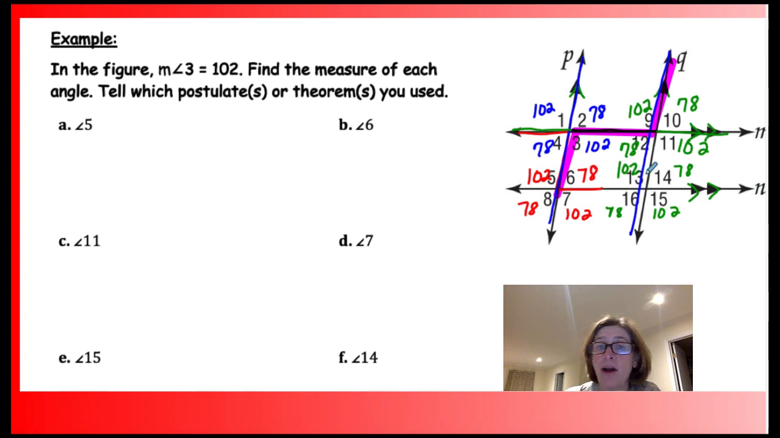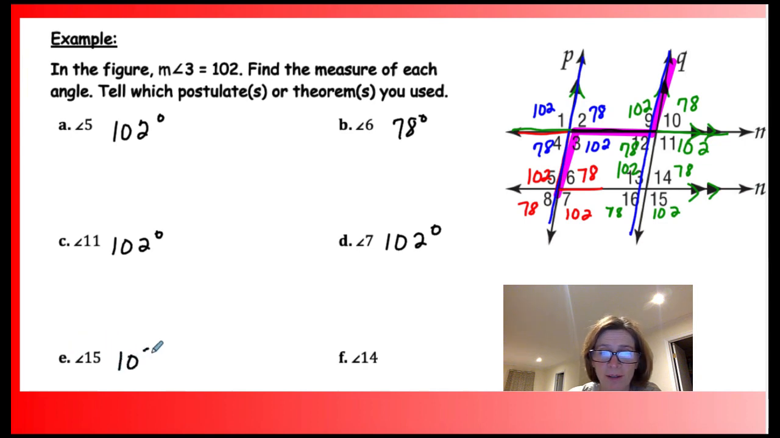All right, now just a reminder, the Z gives you alternate interior angles, but that doesn't mean that there aren't other angle relationships like corresponding angles. All right, so angle 5 would be 102. Angle 6 would be 78. Let's make sure we use degrees. Angle 11 would be 102. Angle 7 would be 102. Angle 15 would be 102. And angle 14 would be 78. All right, guys, I'm going to stop there on that one, but you're going to pick back up on the next video. Have a great day.